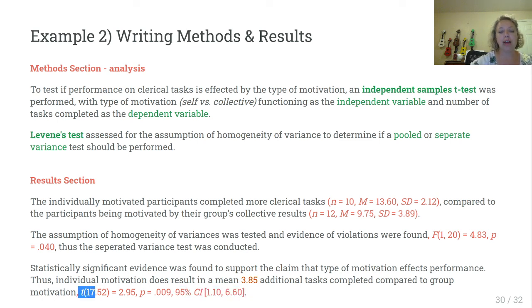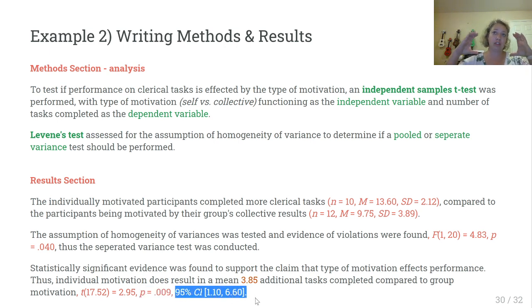So my results will have our t statistic with its decimal degrees of freedom, since this was a Welch's or separate variance test. P-value, yep, it's small, so there is evidence of an effect. And then 95% confidence interval, and in square brackets, the lower and upper ends of that confidence interval.